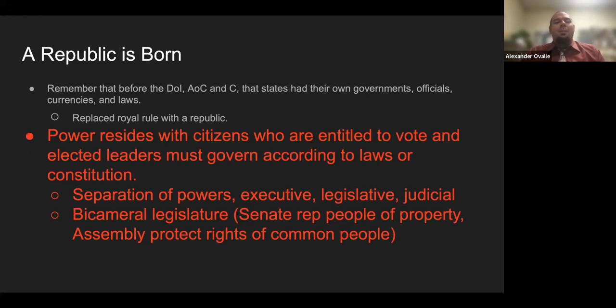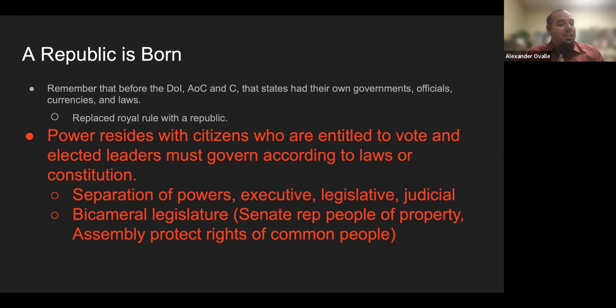All right, a new republic is born. Remember that before the Declaration of Independence, the Articles of Confederation, and the Constitution, states had their own governments, government officials, their own currencies, and their own laws. But the republic replaced royal rule: no more kings, no more queens. Power in a republic resides with the citizens who are entitled to vote and elect leaders who must govern according to the laws of the Constitution.